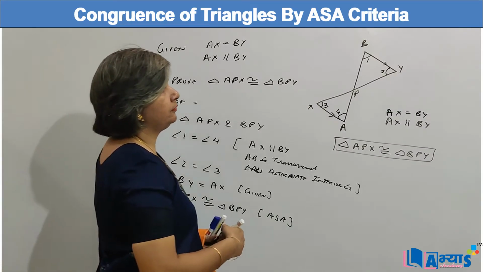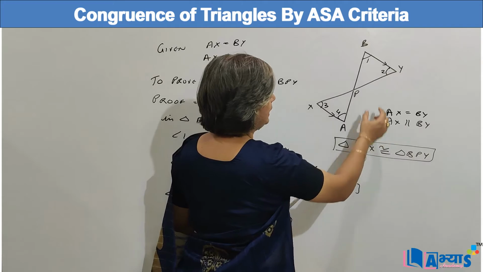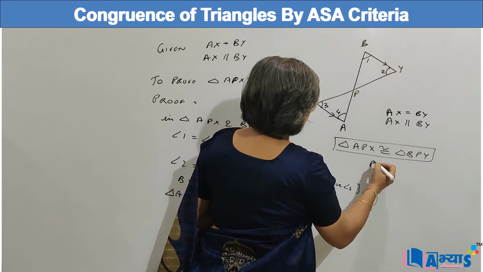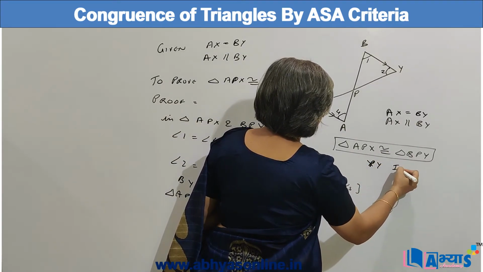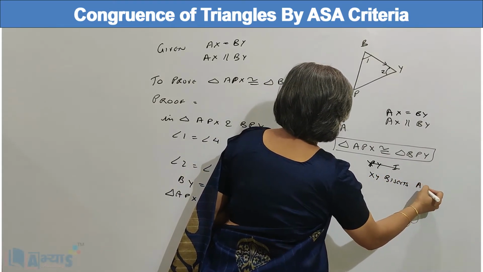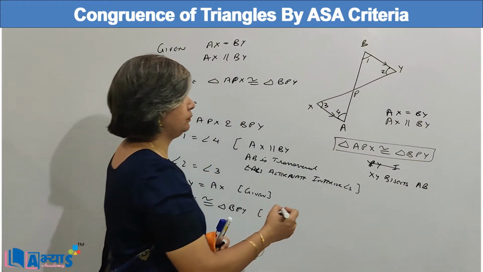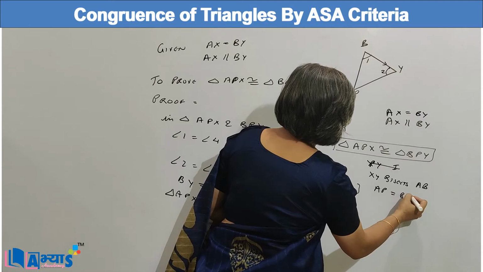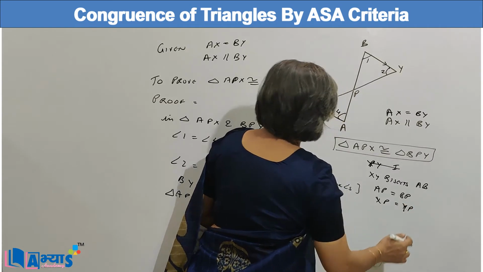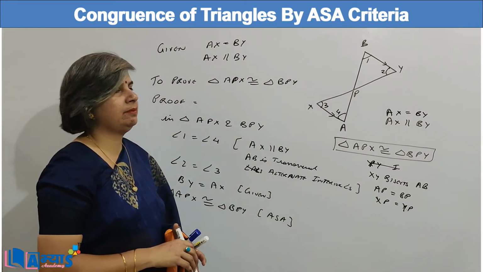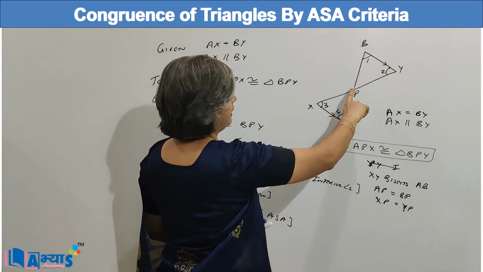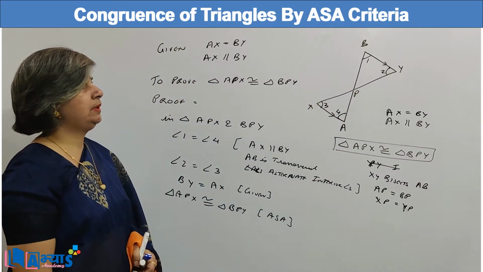We have to prove, the first part was to prove that triangle APX is congruent to triangle BPY, and the second part was that XY bisects AB, or we have to prove that AP is equal to BP or XP is equal to YP, because we have to prove that XY and AB bisect each other. For this, this can be proved only when AP is equal to BP and XP is equal to PY.